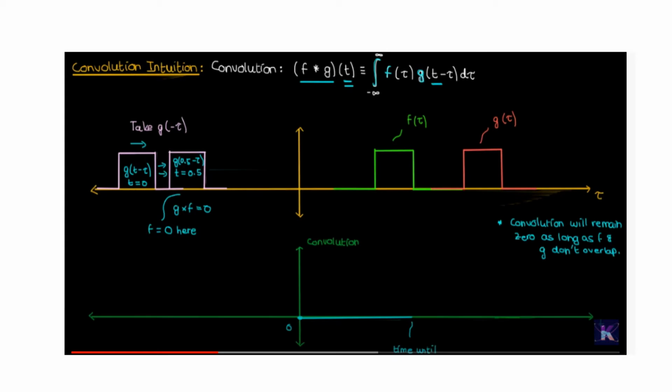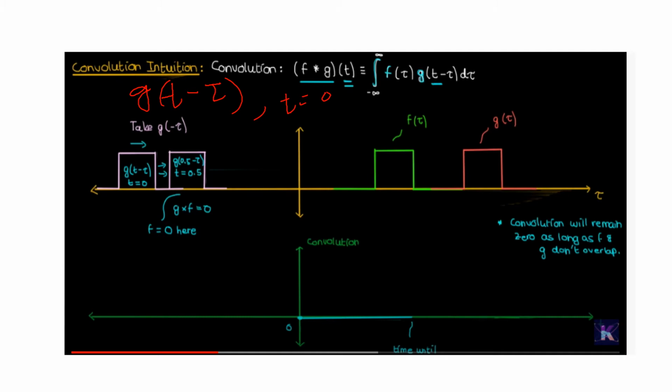Now g of minus tau can be considered as g of t minus tau with t equal to 0. Now, g of minus tau can also be called g of t minus tau; we just need to give t equal to 0. Okay.